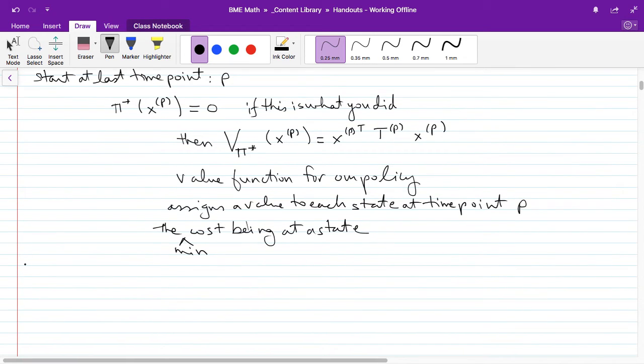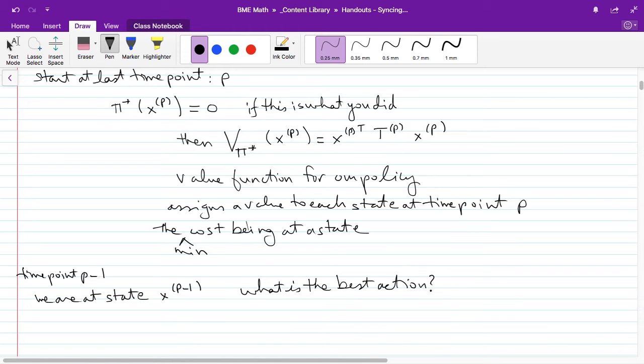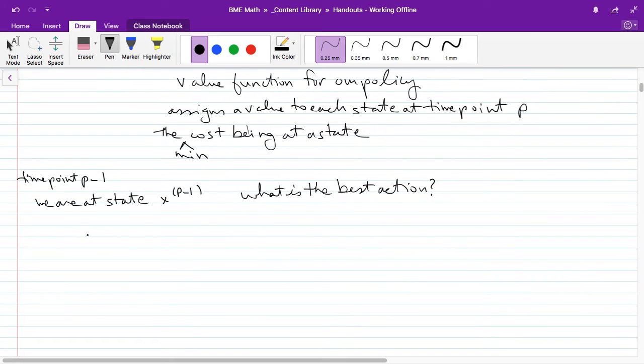All right, so let's now look at time point p minus 1. One step back. You are at state x at p minus 1. We want to know what is the best action. So we have a cost per step, alpha, at time point p minus 1. That's equal to the command that you give plus the state that you're at.